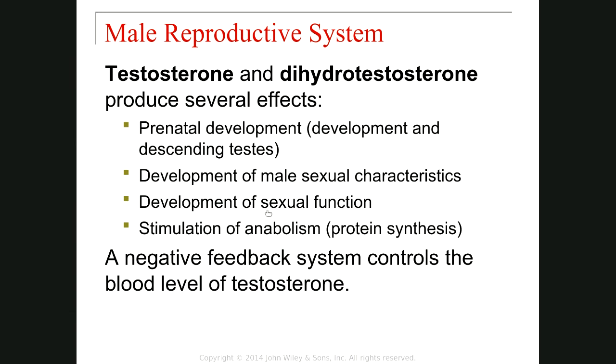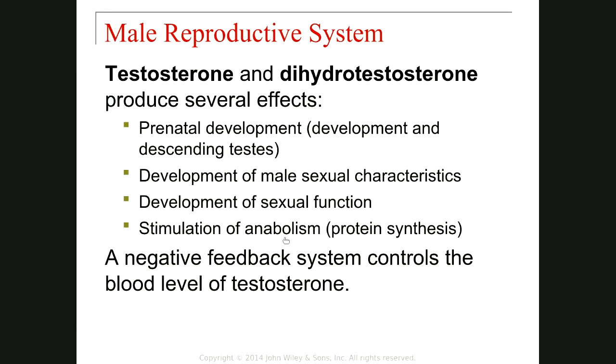These two hormones can develop the sexual function. It contributes to sexual behavior, and it can stimulate anabolism or protein synthesis. You know that in the metabolism we have two functions, anabolism and catabolism. Anabolism means making, and protein synthesis in the body of male is more than female. Because of that, the mass of muscles and bones is more in male than female.